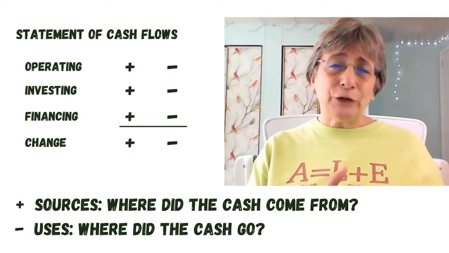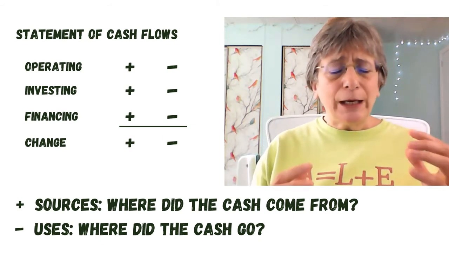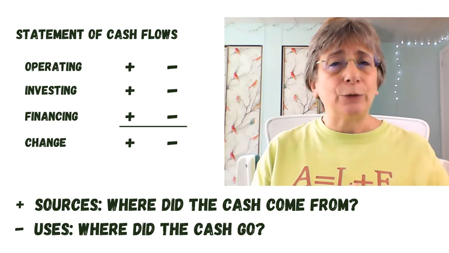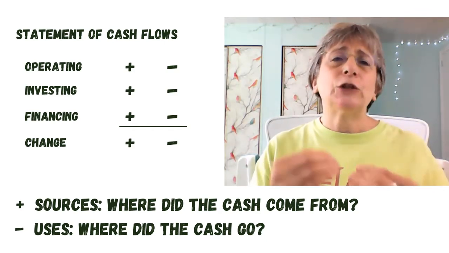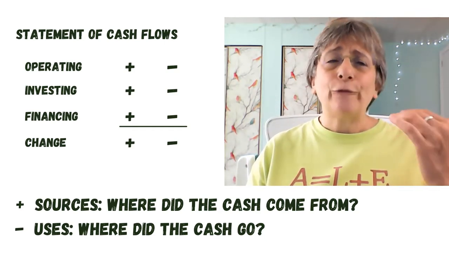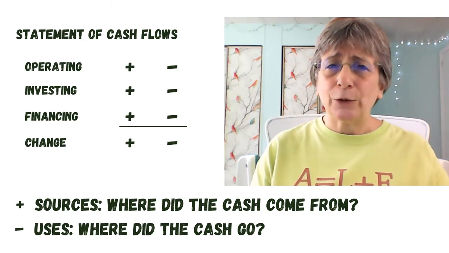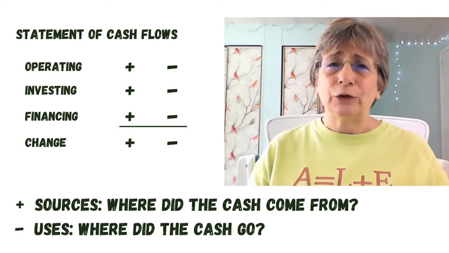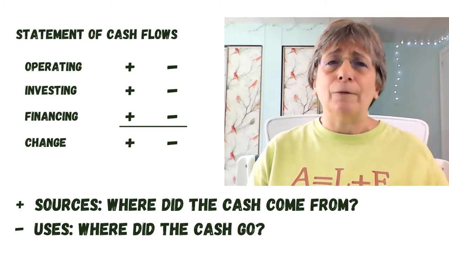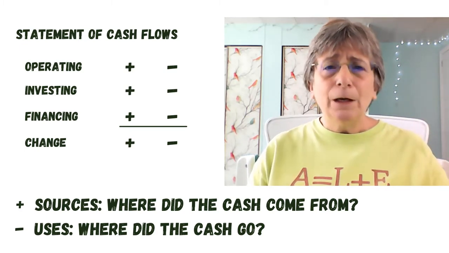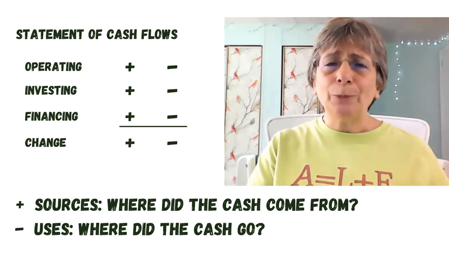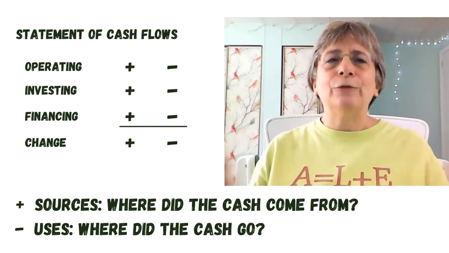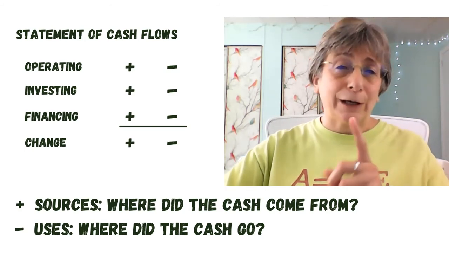And what we want to get to with the statement of cash flows is, did our operating cash increase or decrease? Did our investing cash increase or decrease? Did our financing cash increase or decrease? And then what's the overall picture of where our cash is compared to where it was at the beginning of the accounting period? So we're going to look at where cash comes from, the sources, and where cash goes, the uses, and divide those into those three different categories.